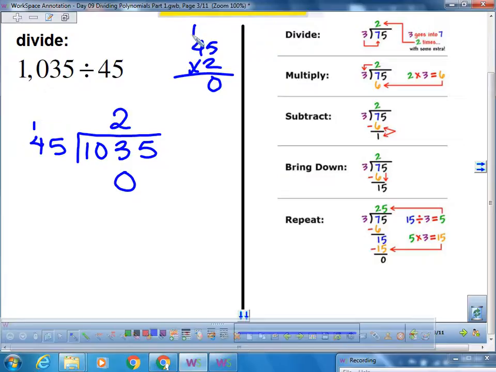2 times 5 is 10, right? Right below it, carry the 1. It's the same thing. I just did the exact same thing, only I did it inside the problem. 2 times 4 is 8, plus 1 is 9. It's the same thing you did here. 4 times 2 is 8, plus 1 is 9. It's the same thing.